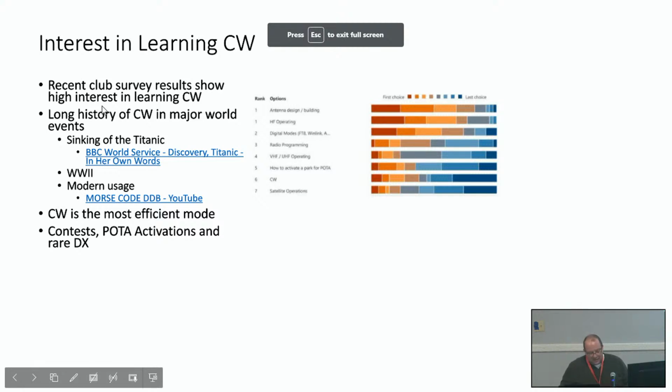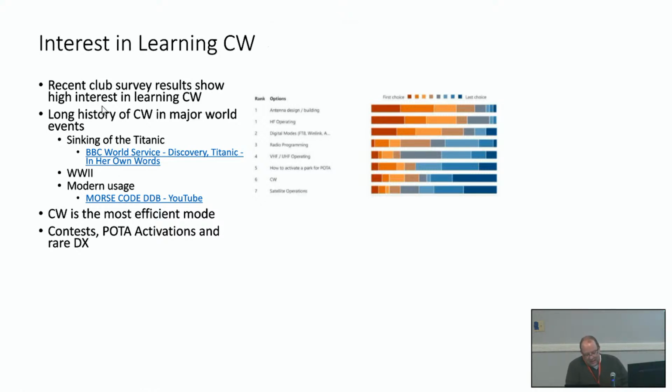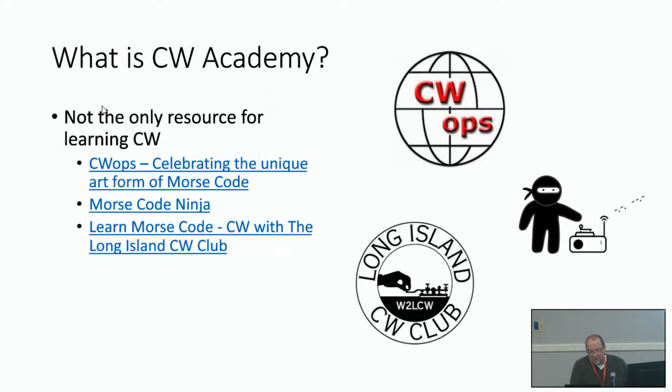So that's CW in the modern age. Just keep in mind that it is the most efficient mode. So when band conditions aren't great, CW is a great mode to use. It's used by contesters, POTA activations, and sometimes just rare DX. Sometimes you will not be able to contact people unless you're using CW. So it's just an option, and there's a lot of reasons to do it.